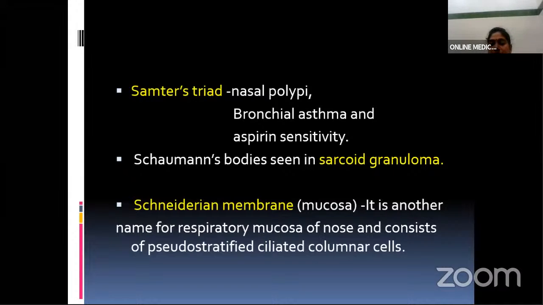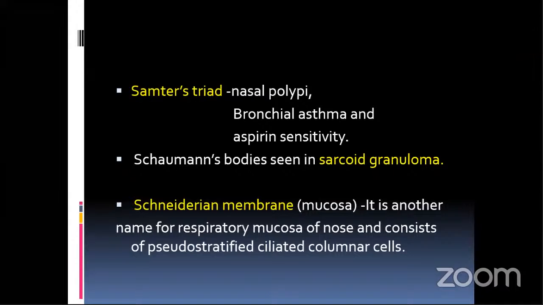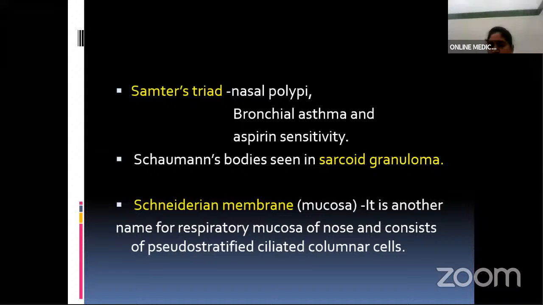Okay, next comes a very, very important name, Schneiderian membrane, which is another name for the respiratory mucosa of the nose. So definitely they will ask you in viva. Learn the spelling of Schneiderian membrane by heart. It is another name for respiratory mucosa. Respiratory mucosa is lined by ciliated pseudostratified columnar epithelium.